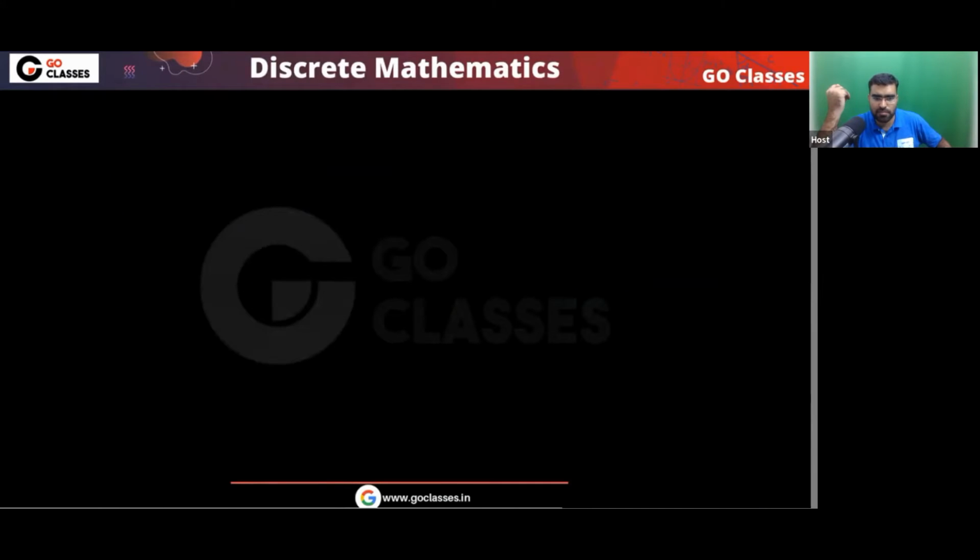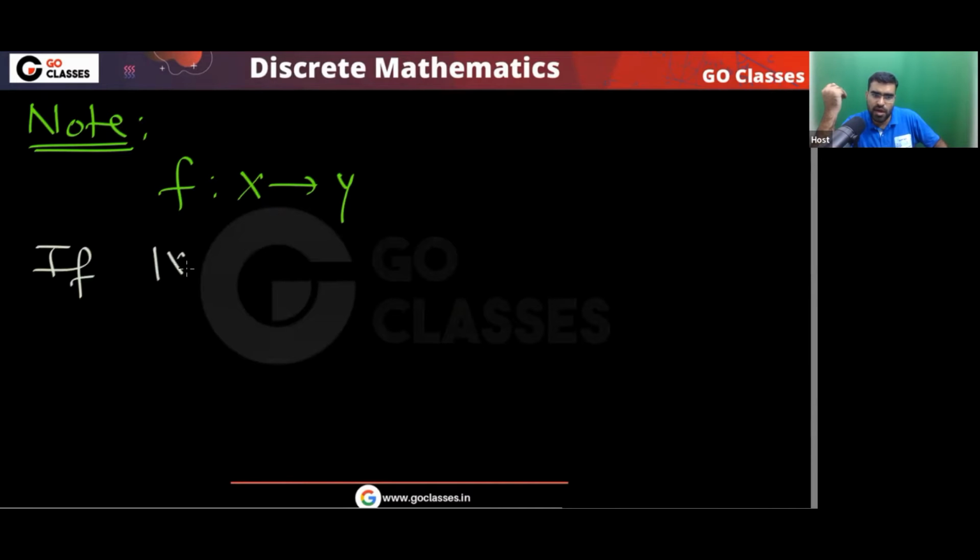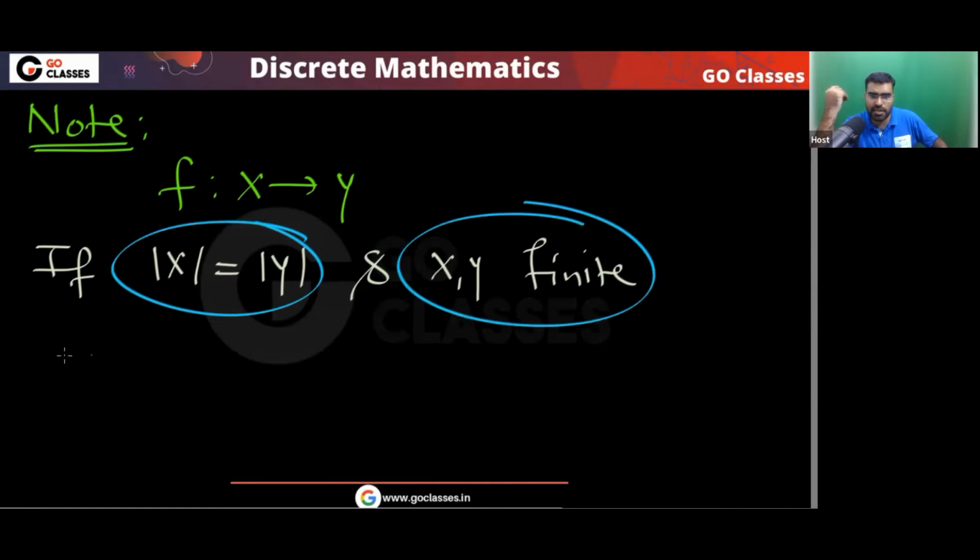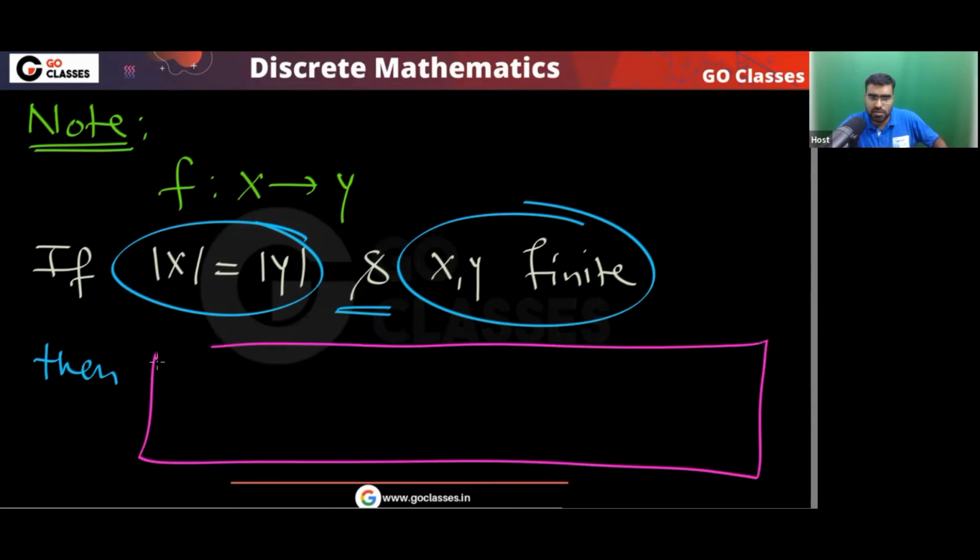So you tell me one thing. A very important note I am writing here. And tell me, did you understand this note? Function f from X to Y, if cardinality is the same, and they are finite. This finiteness is very important, right? If they have the same cardinality and they are finite, then if f is one-one, then automatically it will be bijective.